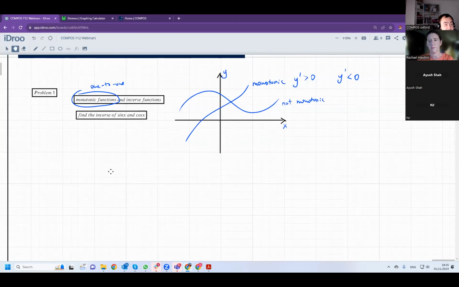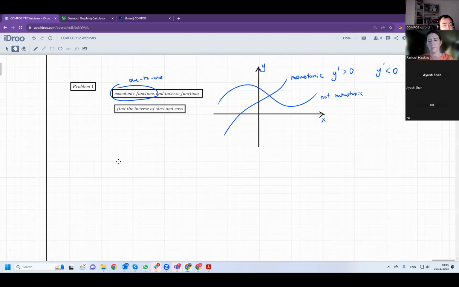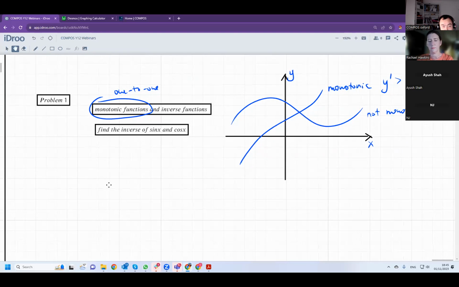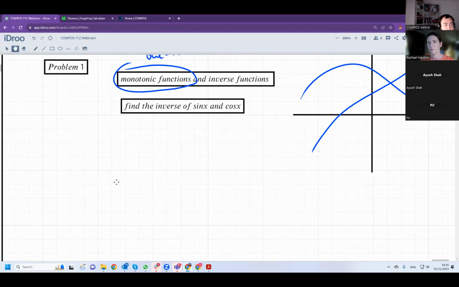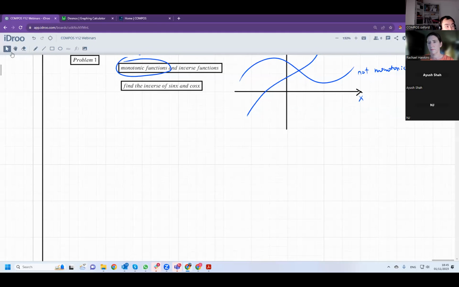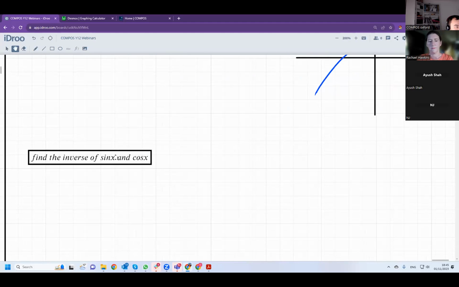Right. And then only one-to-one functions have inverses. So if we're talking about continuous functions, and we usually talk about continuous functions, then only monotonic functions have an inverse. Let's put it this way. A monotonic function always has an inverse. So when we say find the inverse of sine, you probably know that the inverse of sine is sine minus 1 x, inverse sine x. But sine x is not a monotonic function.